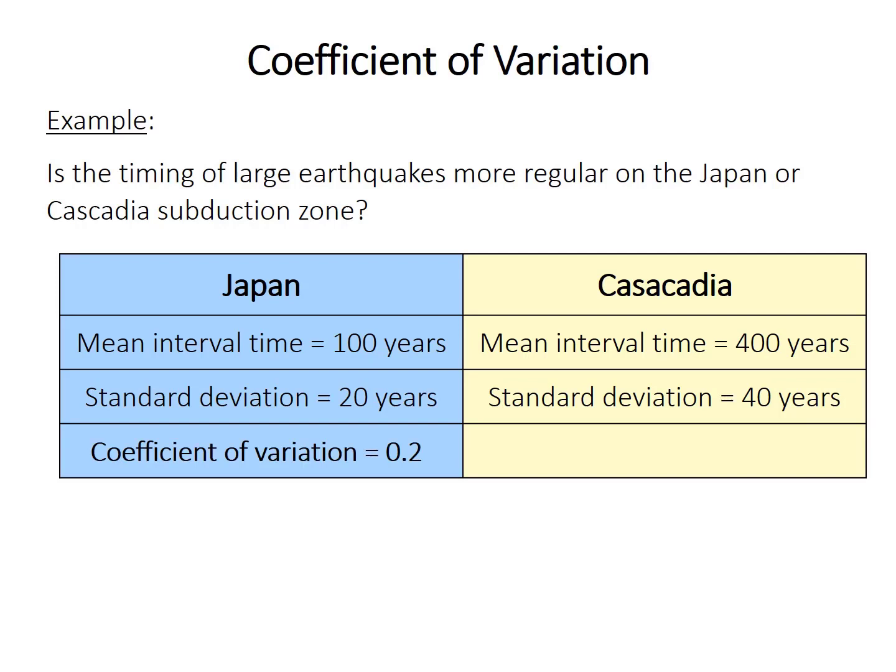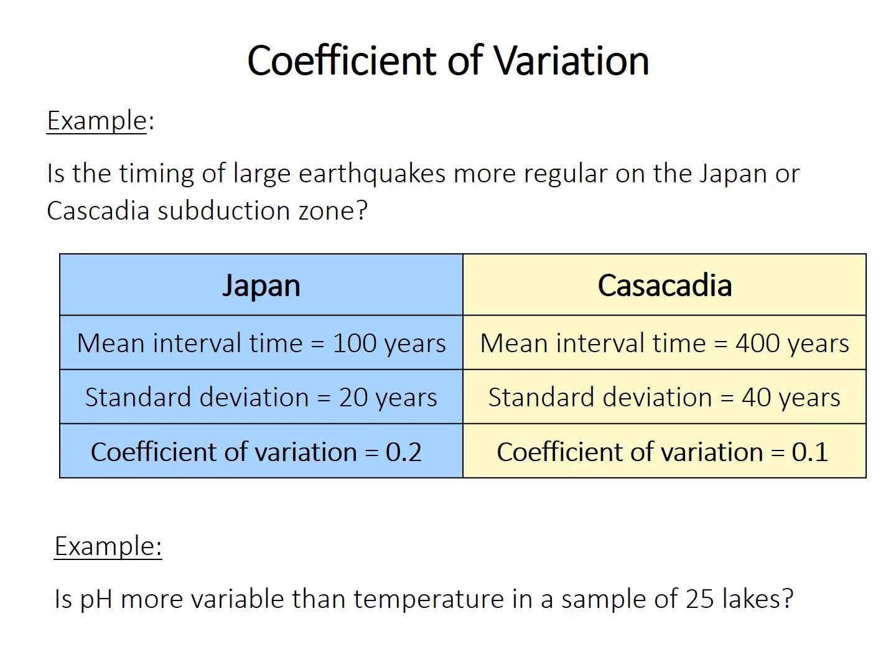Japan is 0.20 divided by 100, or 0.2. Cascadia is 40 divided by 400, or 0.1. So the conclusion is actually the opposite. Earthquake timing in Japan in this made-up data at least seems more variable than in Cascadia.